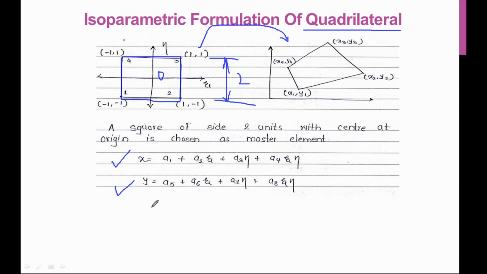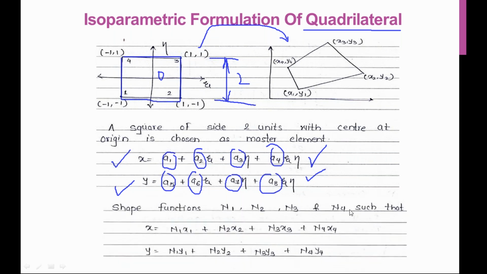Now what is this? It is the polynomial function to express the quadrilateral element, and for the y coordinate it is equal to a5 plus a6 into zeta plus a7 into eta plus a8 into zeta into eta, because zeta and eta will remain the same for this quadrilateral element, but the constants to define the polynomial equation will be different for the x coordinate and also for the y coordinate. Okay, so very simple to remember, x is equal to a1 plus a2 into zeta plus a3 into eta plus a4 into zeta and eta, and y is equal to a5 plus a6 into zeta plus a7 into eta plus a8 into zeta into eta.